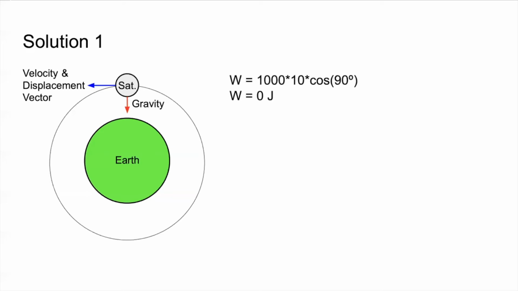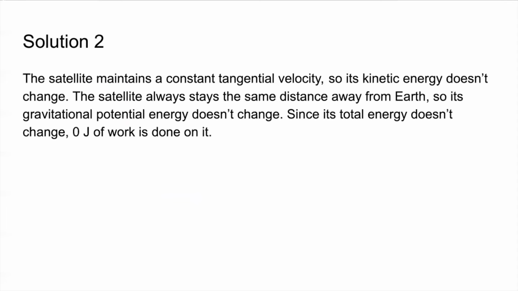So the work is equal to force times displacement times cosine of theta. And in this case, since the two vectors are perpendicular, theta is 90 degrees and cosine of 90 degrees is 0. So the work done is 0. Another solution is that the satellite maintains a constant tangential velocity, so its kinetic energy doesn't change, and the distance between the satellite and Earth is always the same, so its gravitational potential energy doesn't change either, and its total energy doesn't change, so 0 joules of work is done on it.